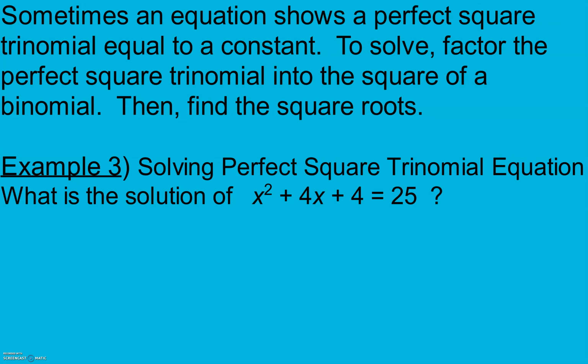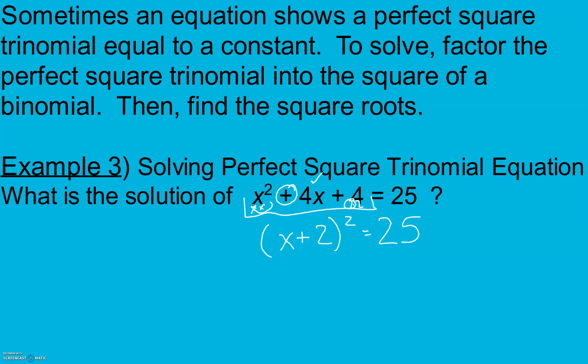Sometimes an equation shows a perfect square trinomial equal to a constant. To solve, we factor the perfect square trinomial into the square of a binomial, then find our square roots. So here, x squared plus 4x plus 4 is a perfect square trinomial. X squared is x times x. 4 is 2 times 2. If I multiply x times 2, I get 2x, and double it gives me 4x. So I know it's a perfect square trinomial. It's going to be x plus 2 squared.